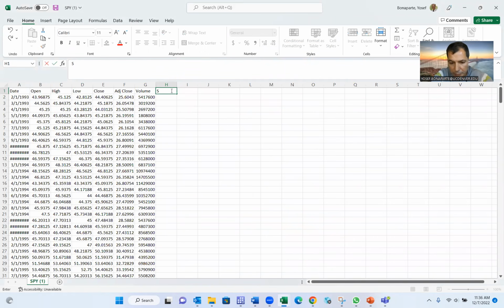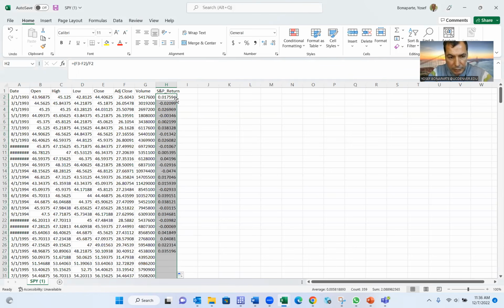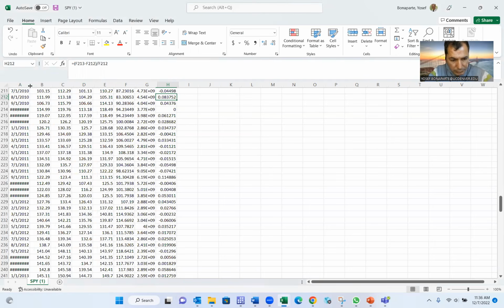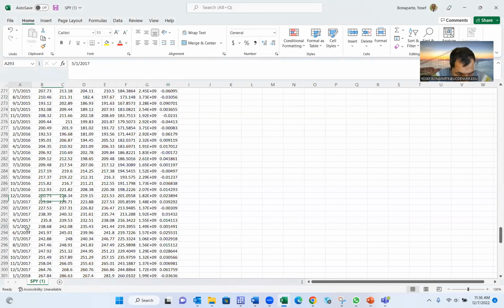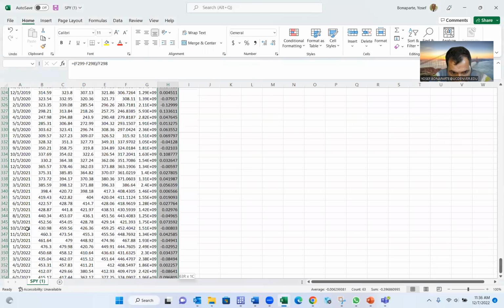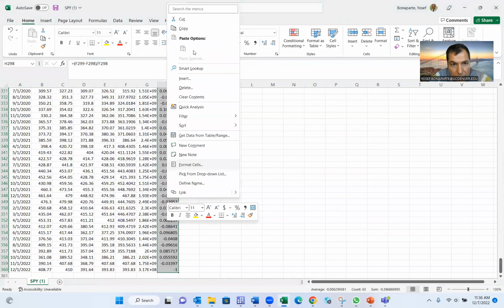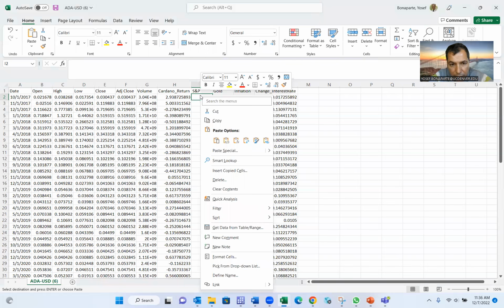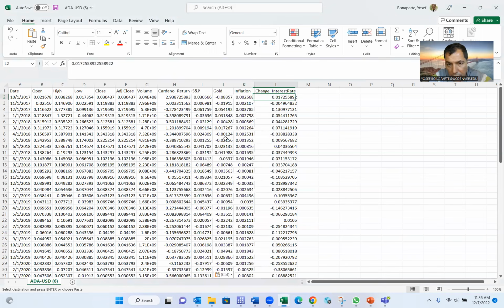So S&P return equal to, so that January, February 1st, March 1st, the same. The adjusted close minus the adjusted close in the beginning of the month divided by the beginning of the month. Double click. We didn't need all of that. We need to go straight to 2017. That will give us October 2017. And right click. And yes. Give us S&P values. Boom.